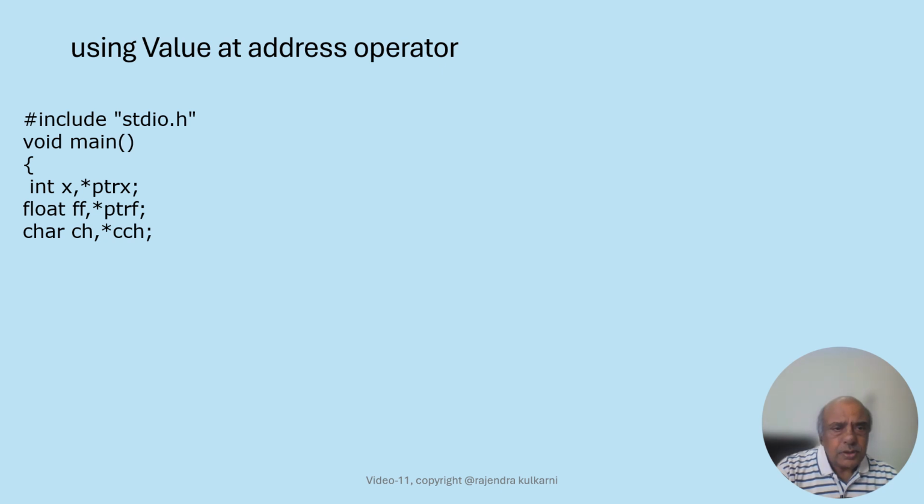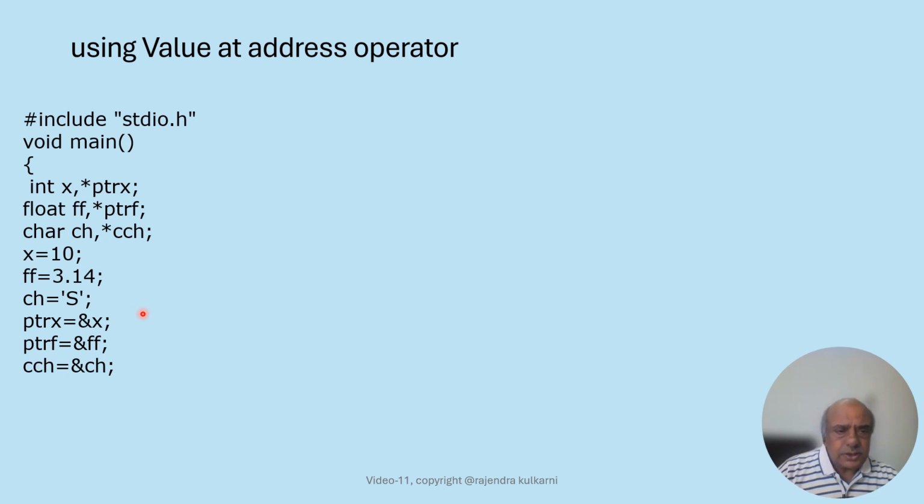A simple program, three variables declared, int, float and char, and also declared their respective pointer variables. So ptrx, ptrf, cch all are pointer variables. The variables x, ff, ch are assigned with values, and in these three statements what we are doing is assigning the address of the variables to the respective pointers. Here we are assigning the address of x to ptrx, which is an int variable, assigning its address to an int pointer. Similarly ff and ch.